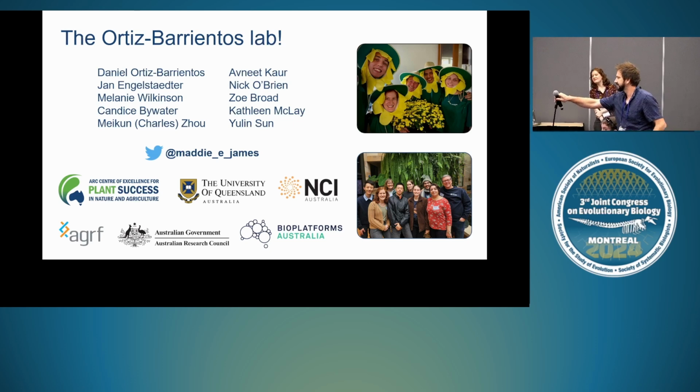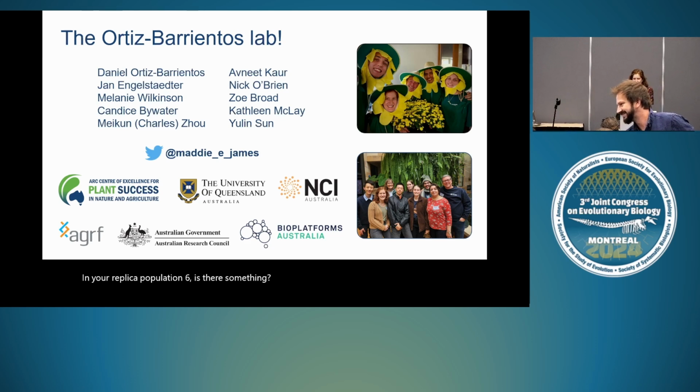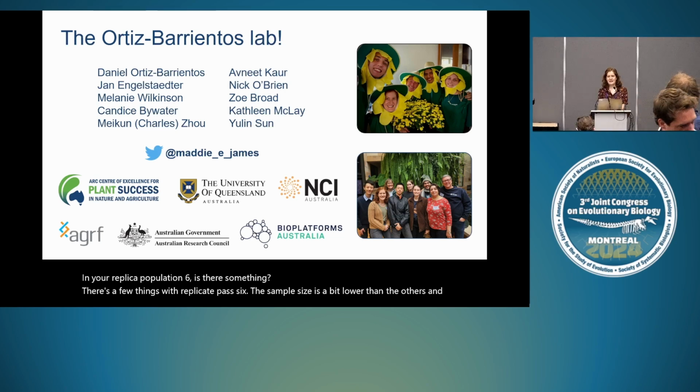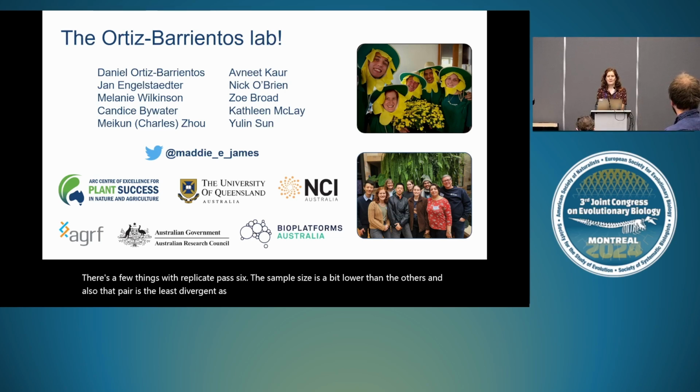In your replicate population 6, it looks like there was only one or two inversions. Is there something different going on in that particular transect? There's a few things with replicate pair 6. The sample size is a bit lower than the others, and also that pair is the least divergent as well. So we might expect something there as well. So there's not as much contrast between the ecotypes.